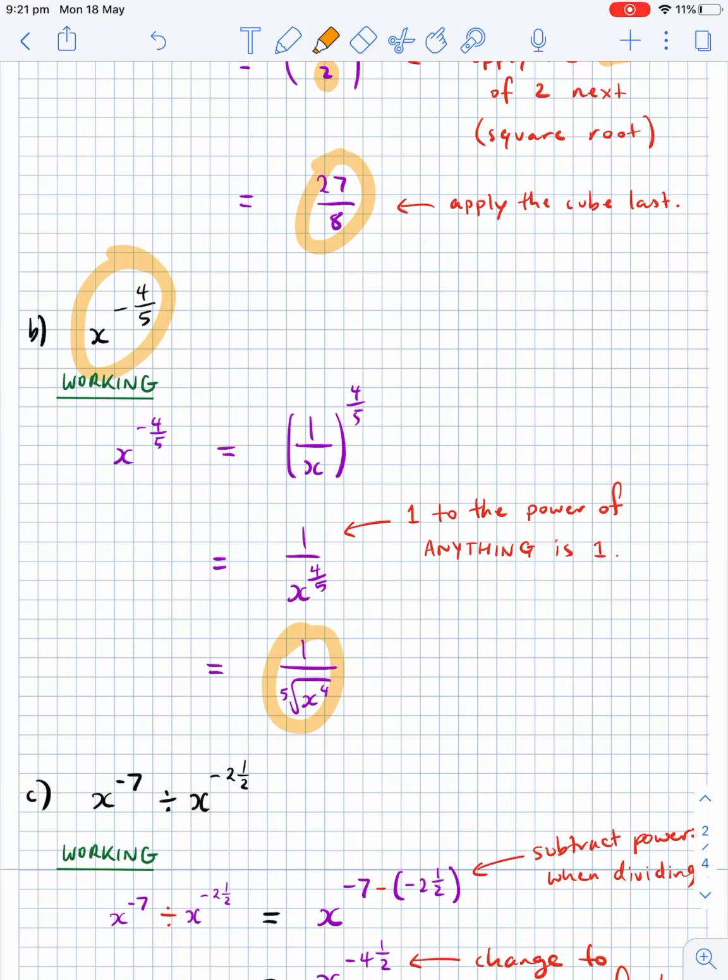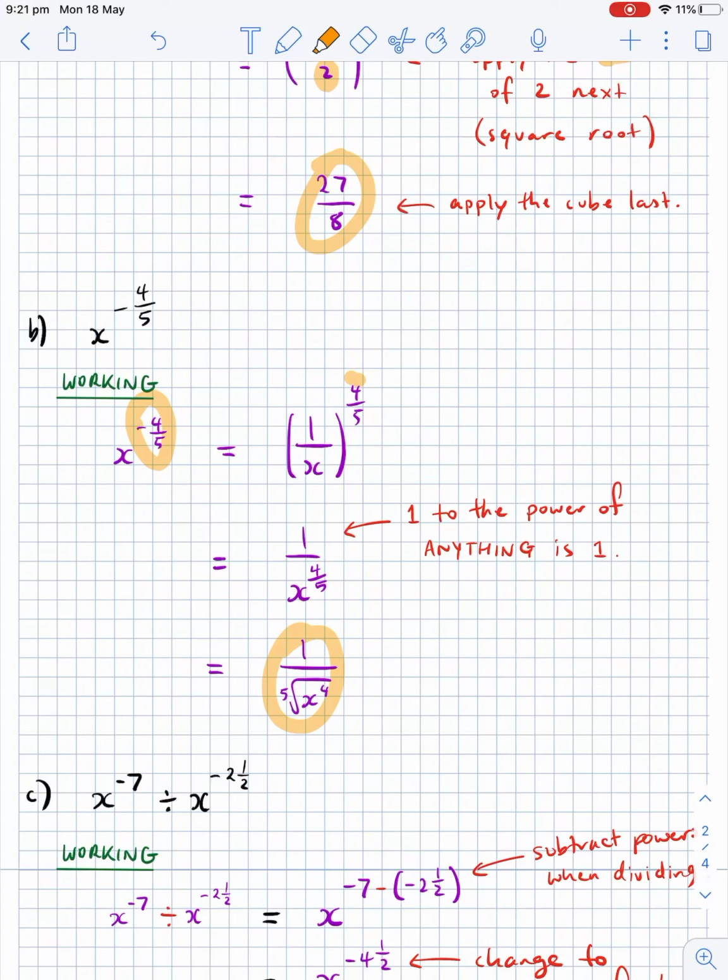Let's try another one. So x to the power of minus 4 over 5. Again, we can change the negative. We can apply the negative power to x by converting x to its reciprocal, and then the negative power changes to its positive version. Now, 1 to the power of anything is going to stay 1. So 1 doesn't change no matter what the power. And then we apply the 4 over 5 to the x. So we get x to the power of 4 over 5.